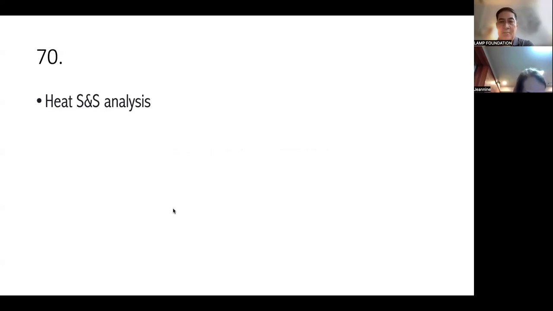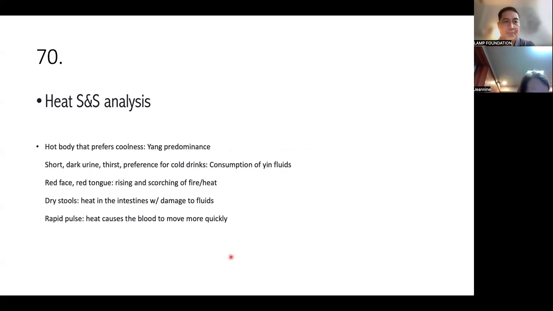Let's start with the hot body that prefers coolness. Ano ang cause nito? Hot body. Yang predominance, di ba? Heat yan. Okay, what causes the short, dark urine? Maikli lang tapos dark. Preference for cold drinks, kasi na-consume na yung yin fluids. Remember, heat yan. Red face, red tongue because of the rising and scorching of fire heat.